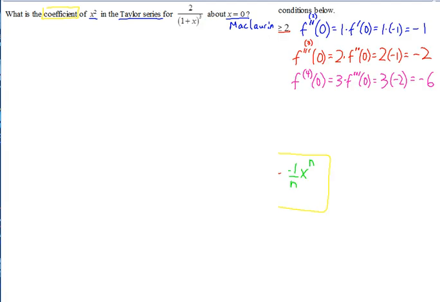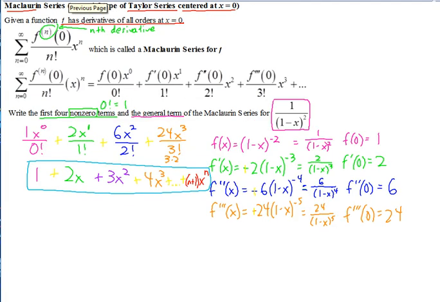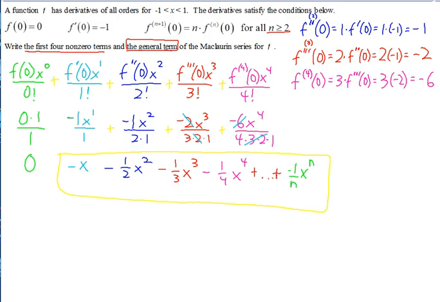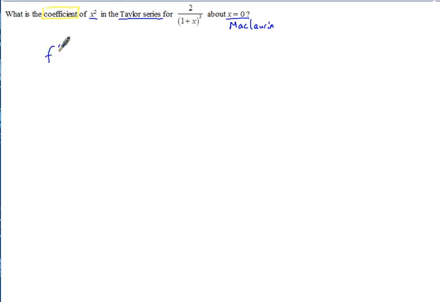X squared, notice if we want the coefficient of that, that happens in this term, where it's the second derivative at 0 over 2 factorial. So let's write that one down. So we've got f double prime of 0 x squared over 2 factorial. Well, if we want the coefficient of that, that means the constant out in front. That coefficient is f double prime of 0 over 2 factorial. Notice that's going to always give you the coefficient of x squared.